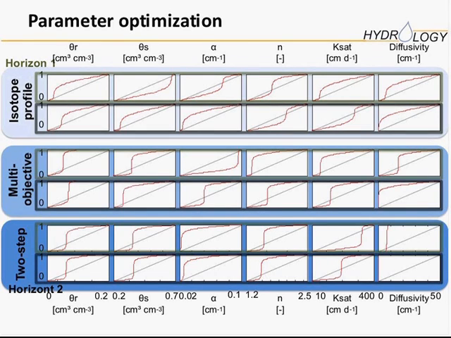When we compare the different approaches, that's for one of the sites as an example, the isotope profile, multi-objective and the two-step approach, we can see that the multi-objective seems to give us the best sensitivity of all the approaches, but also with the other approaches we can determine the parameters quite successfully.